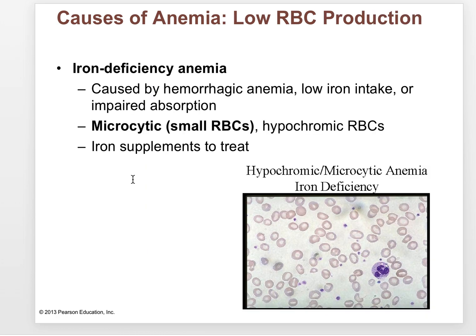Low red blood cell production can be caused by iron deficiency. Remember, iron is needed for the hemoglobin, so if there's a deficiency of iron, the hemoglobin is going to be low, and it has decreased oxygen carrying capabilities because of the low hemoglobin. This results in a microcytic, or small red blood cell, type of anemia, and the treatment is iron supplements.